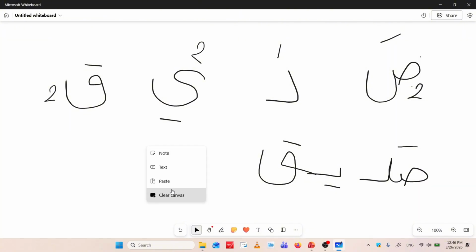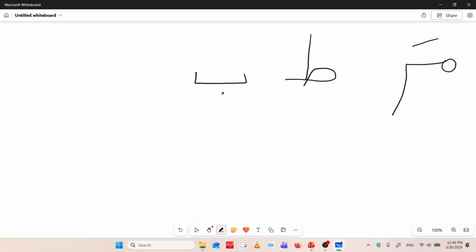Okay? Now let's see the next word. Our next word is going to be, the letters are mim, ma, and then we have qa, ba, and ta. And this is the ta. We'll have a sukoon, and we will have a video about sukoon in the future. But for now, let's write this word.